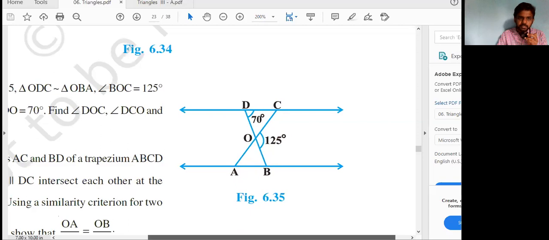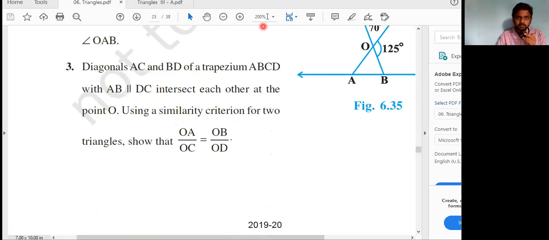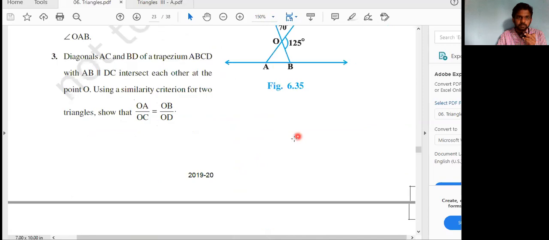So you can just give a try at this problem. Interior alternate angles, vertically opposite angles, those angles you can use here. Right? So diagonals AC and BD of a trapezium ABCD with AB parallel to DC.